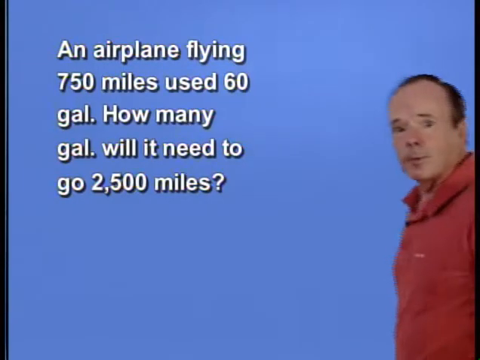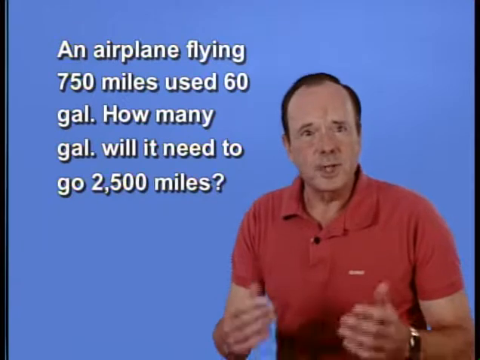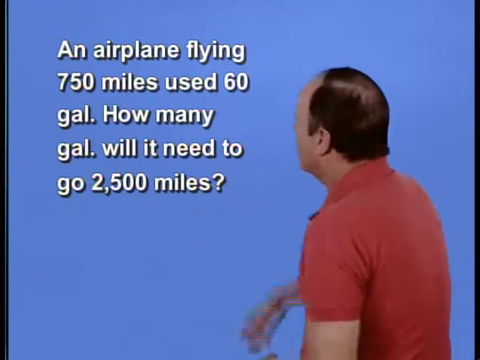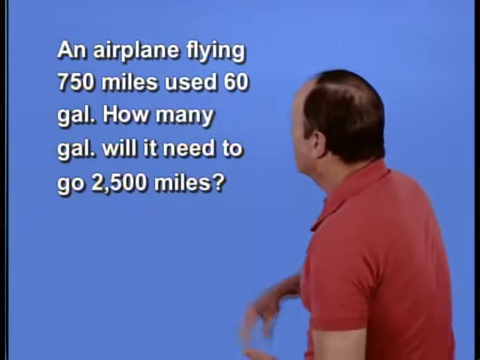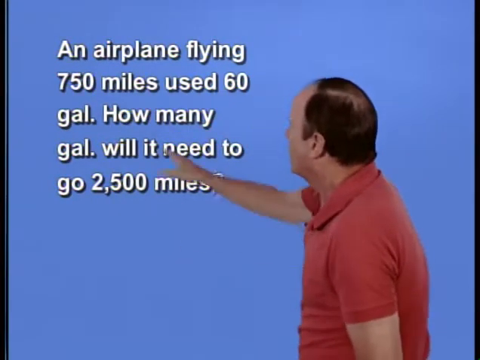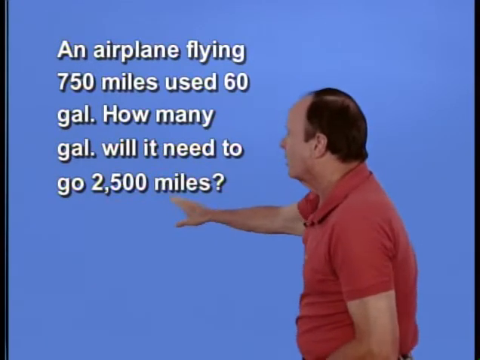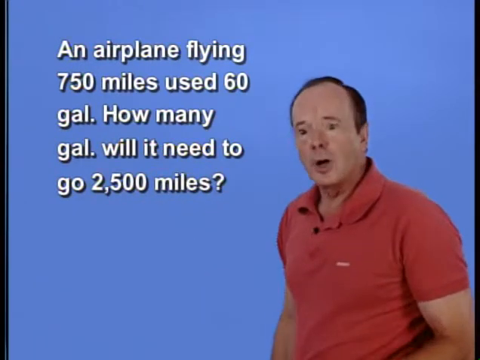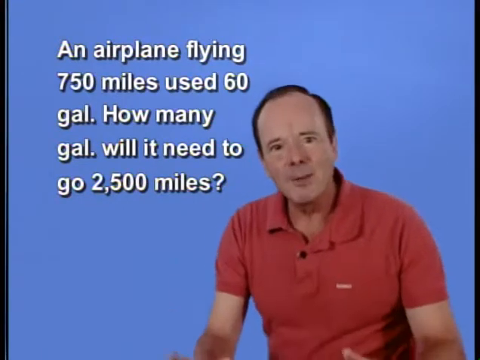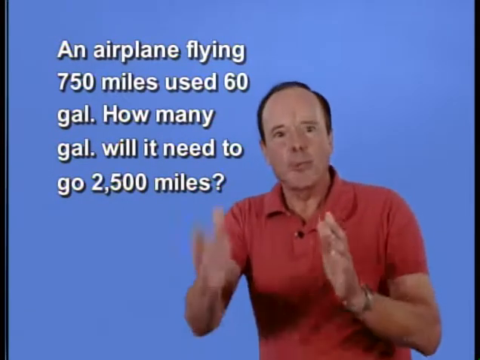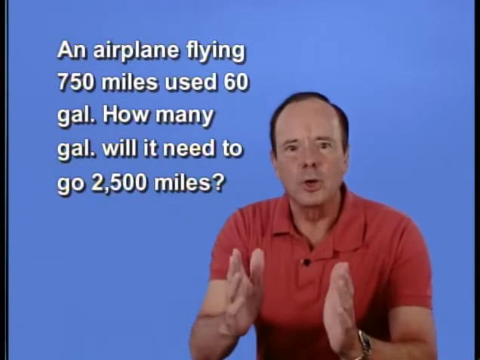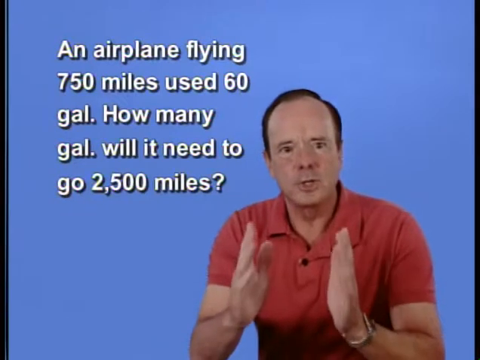Now here's another problem that's really pretty simple, and it has to be. It's the kind of problem that pilots have to work out. So let's take a look at it. It says you have an airplane flying 750 miles and it used 60 gallons. Well, that tells you your fuel rate right there. And it says how many gallons will it need to go 2,500 miles. Well, one way to solve this problem is with a proportion. And if you remember from way back in grade school and high school, a proportion is a statement of equality between 2 or more ratios. We'll use 2 ratios in this case.